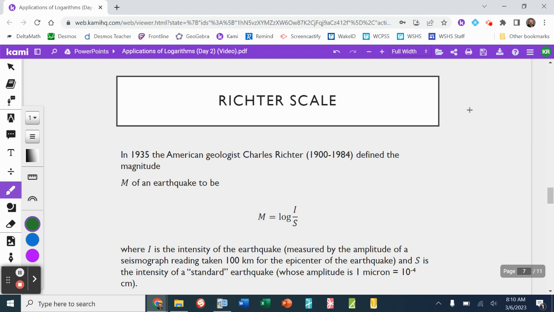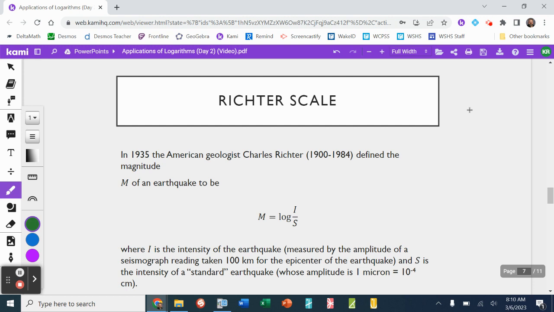This video is to go over the Richter scale, one of the applications of logarithms that I look at in North Carolina Math 4. In 1935, the American geologist Charles Richter defined the magnitude M of an earthquake to be equal to the common log of the earthquake's intensity divided by what we call a standard intensity on a seismograph.